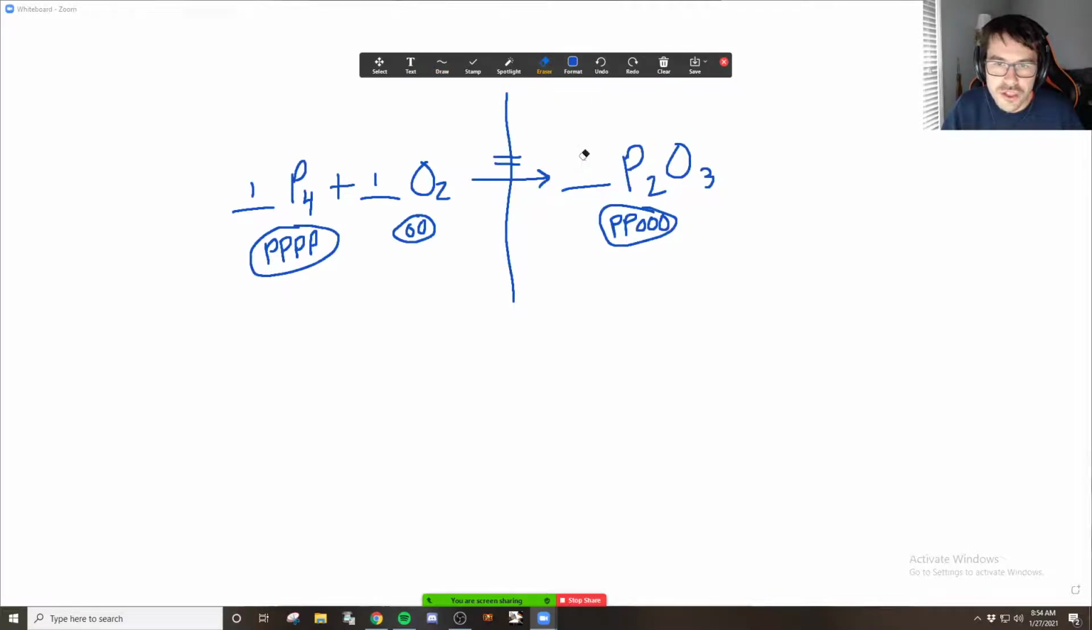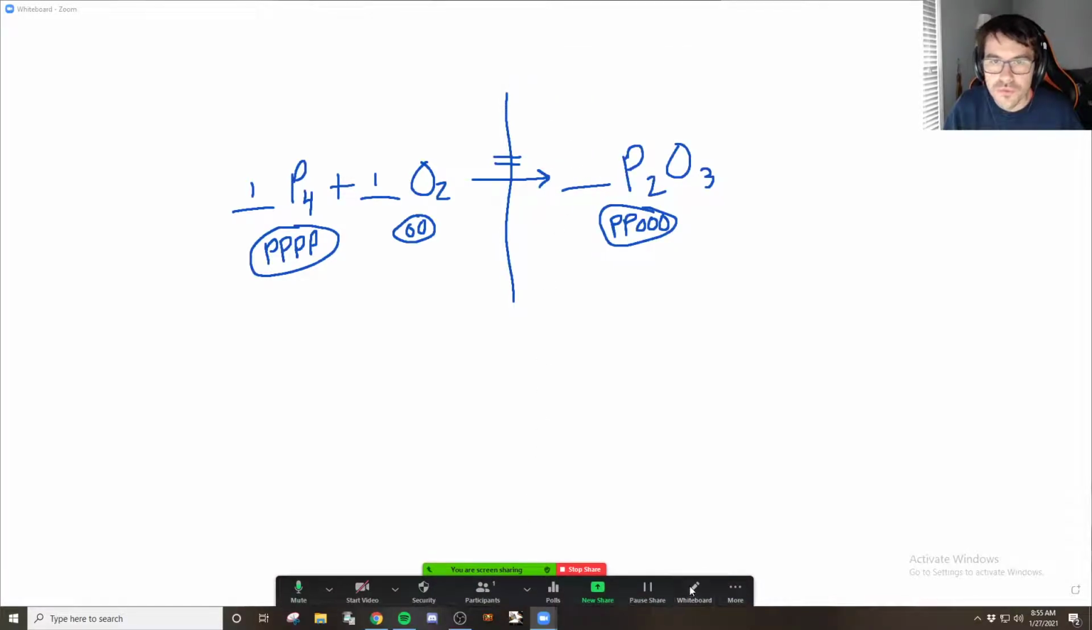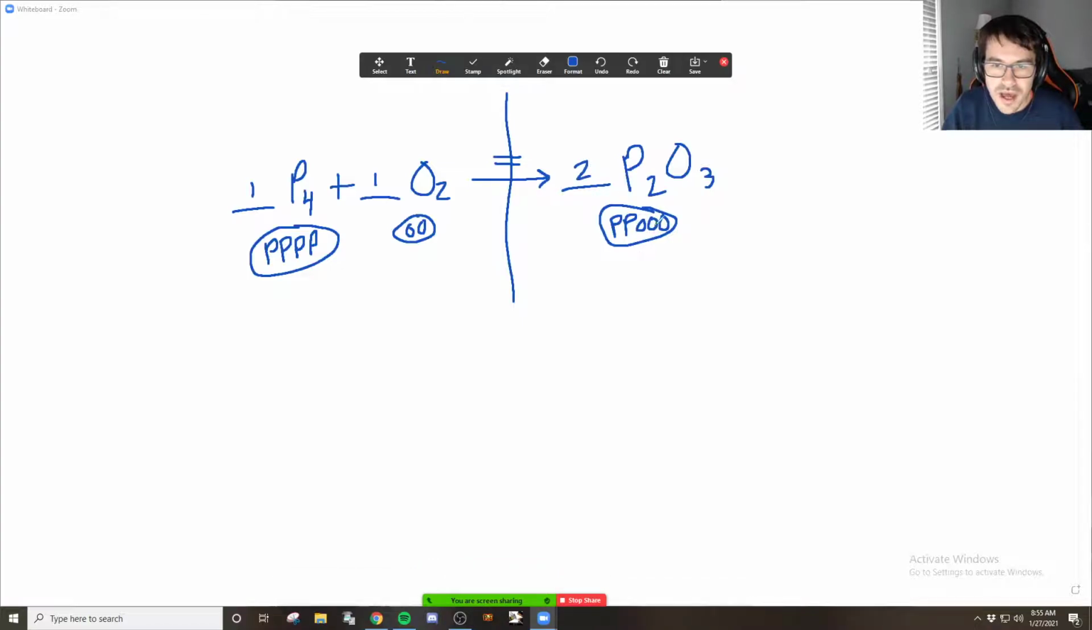Well, if I change this coefficient here to a 2, meaning I have 2 P2O3s, 2 of this compound here, then I've fixed my phosphoruses. I have 4 on the left, and I have a total of 1, 2, 3, 4 on the right. My phosphoruses are good to go. What about the oxygens then? Well, I have 6 oxygens on the right side now, 3 here and 3 here.